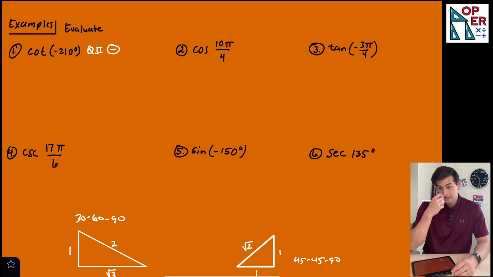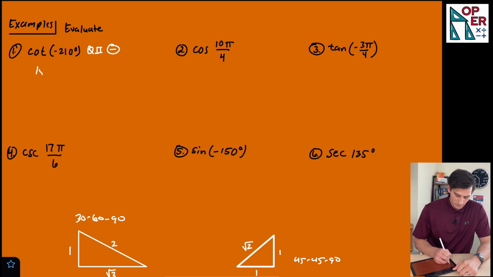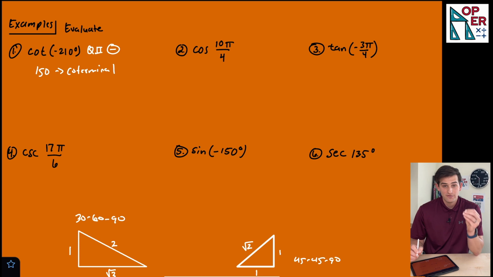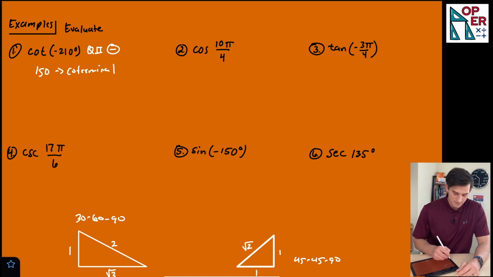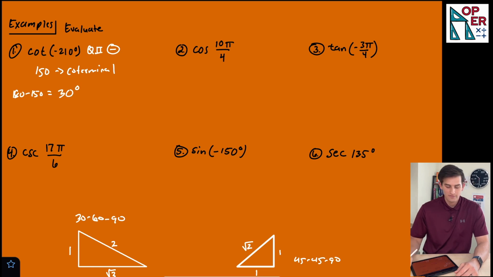Okay, so now for negative 210, let's think about what a coterminal angle would be in quadrant number 2. Negative 210 means we're 30 degrees past 180, which means the reference angle there is going to be 30 degrees. So 150 would be our coterminal angle. Now our rule for finding the reference angle in quadrant 2 is 180 minus 150. And so now we have 30 degrees.